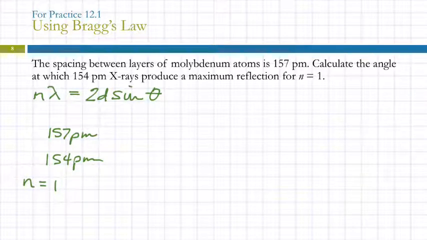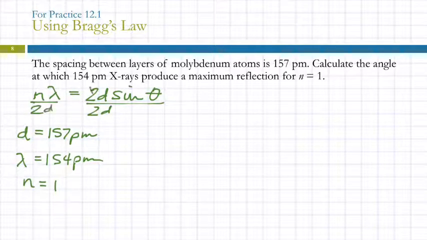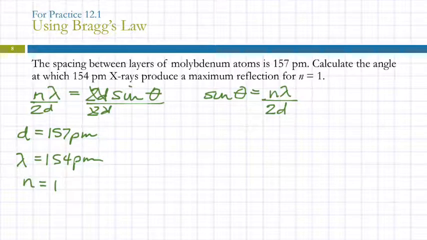So lambda is the wavelength of the X-rays, so that's 154. The spacing is d. So the spacing is 157. It's telling us that's d. And they're asking us to find theta, the angle. So if we rearrange this equation, divide by 2d on both sides, we end up with the sine of theta is equal to n lambda over 2d. So we could calculate that.